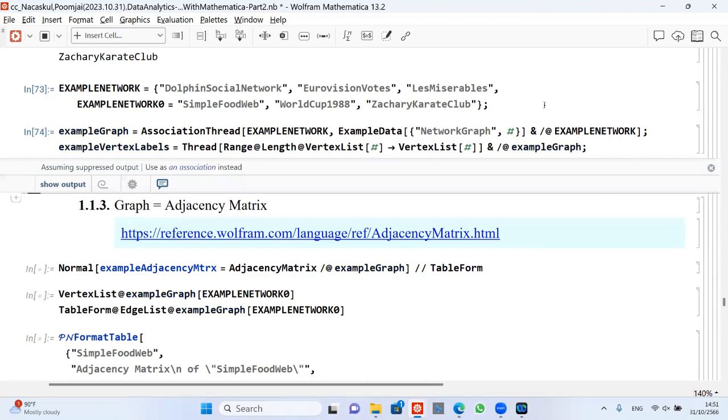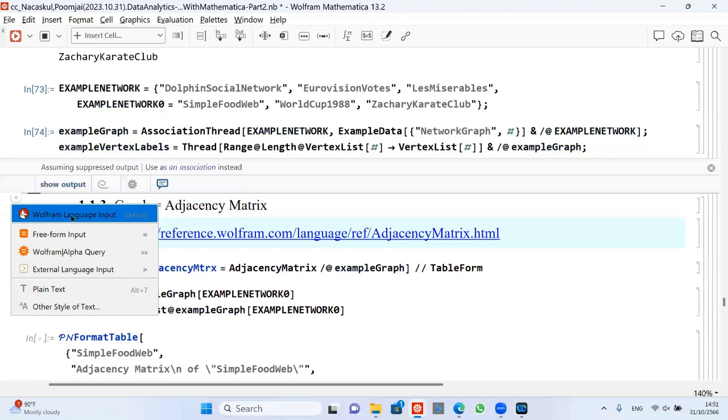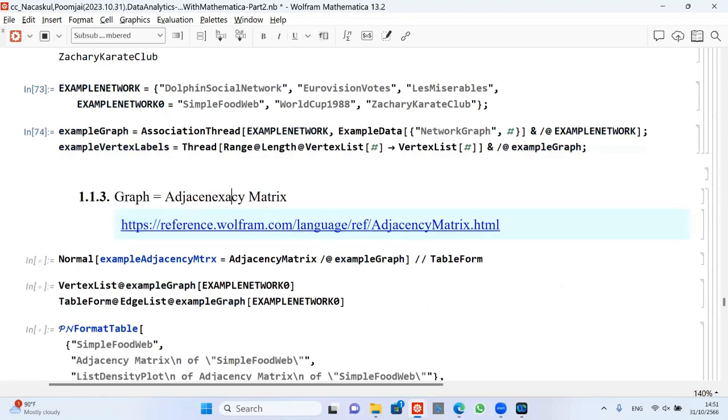Okay, it's done. So now, for example, if I say example graph, and I put in, again, simple food web, which is my example network, I get this.